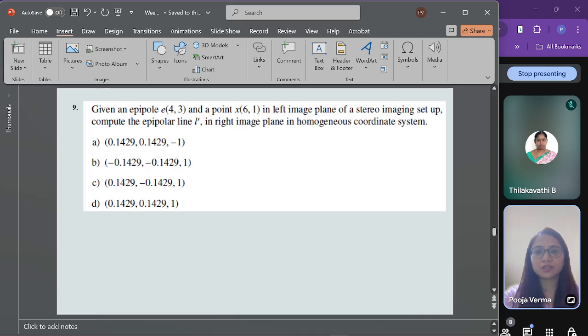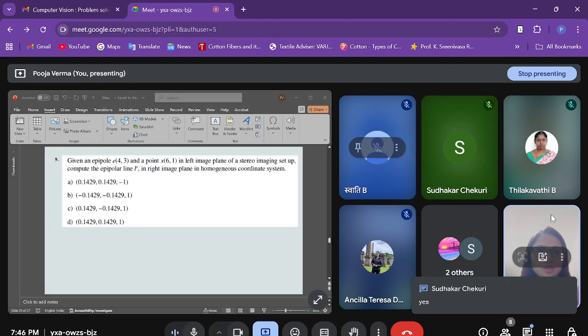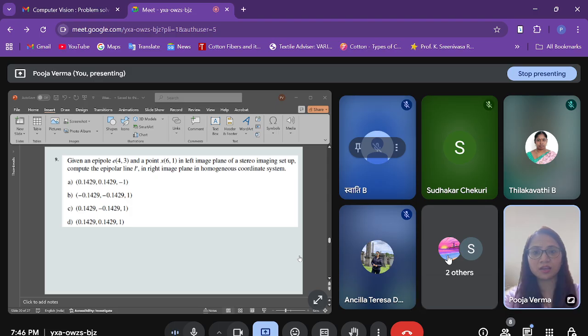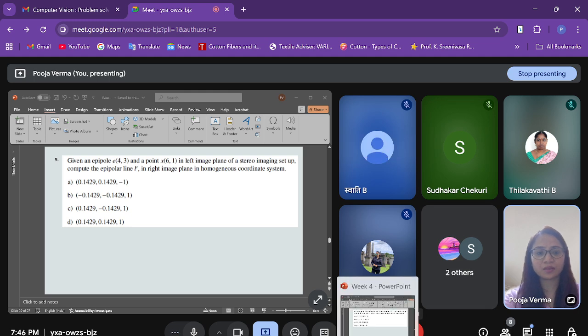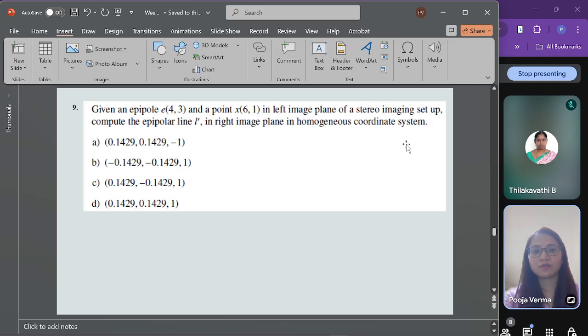Now the next question is: given an epipole E, that is 4 3, and a point 6 3 in the left image plane of a stereo imaging setup, compute the epipolar line L dash in the right image plane in the homogeneous coordinate system. Here we have to calculate the epipolar line L dash in the right image plane. So the epipole E and the image point in the left image are given. Now to calculate, first we have to convert these two points into the homogeneous coordinate system.